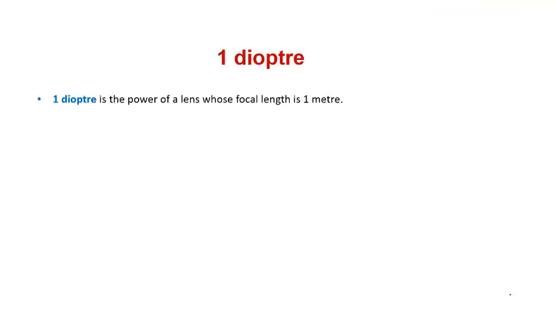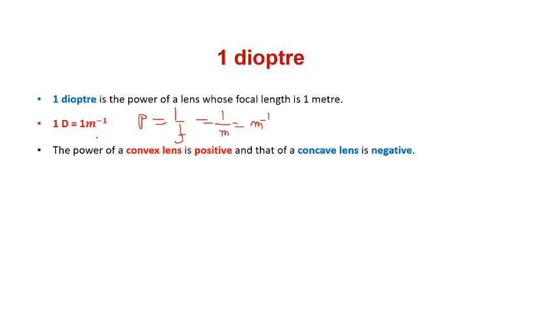Now what is 1 diopter? 1 diopter is the power of a lens whose focal length is 1 meter. 1 D equals 1 per meter. Why? Since power equals 1 by F, and we write F in meters, the unit here is meter. So when we take meter to the numerator side, we give per meter. That is, 1 diopter equals 1 per meter.